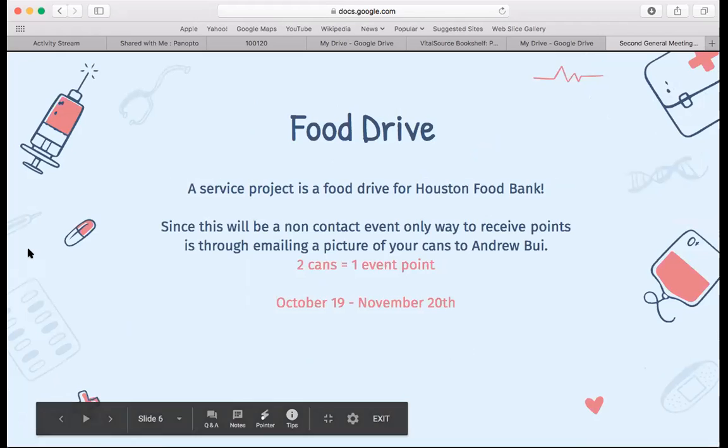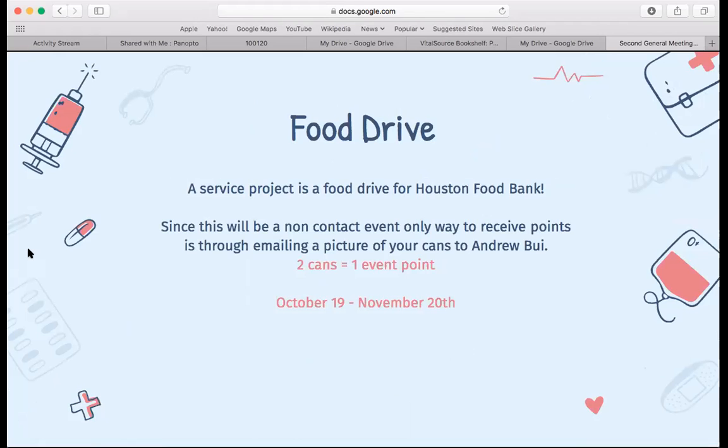We will also be having a food drive with the Houston Food Bank. We'll also have drop-off boxes around campus, MDA and Purple Couches. Two cans will be 1 event point. This will be ongoing from October 19th to November 20th. Please send a picture of your cans to Andrew to have him count your event point.